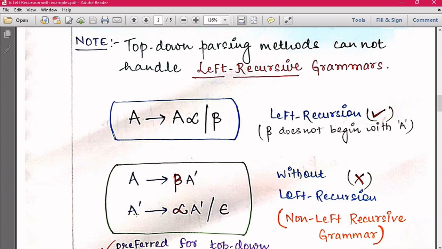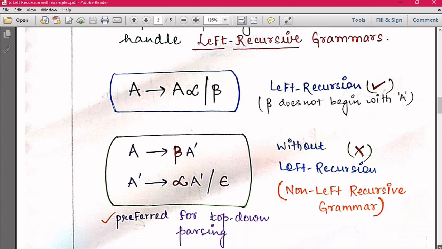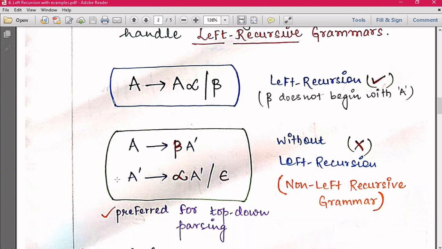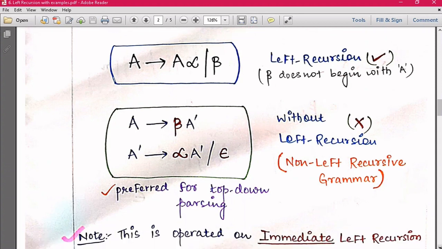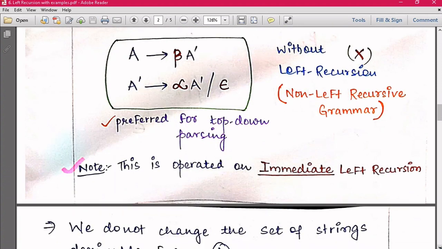Now we will also write the production for A dash. A dash will now produce the symbol which was ahead of the left recursive symbol, that was alpha. So alpha A dash, and there will be one more production generated, that is epsilon. In this way you have to write it, and when you see some examples you will understand how to do this question. This particular procedure is specifically used when we are referring to top down parsing techniques, because top down parsing techniques cannot handle left recursion. That is the reason we need to remove the left recursion.